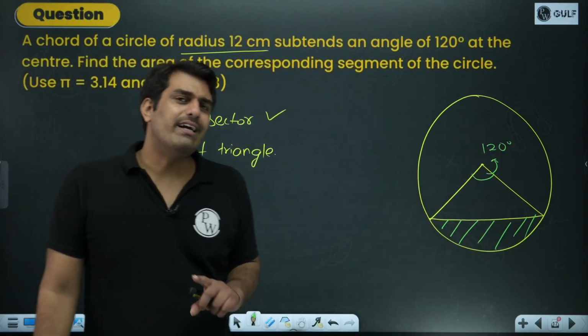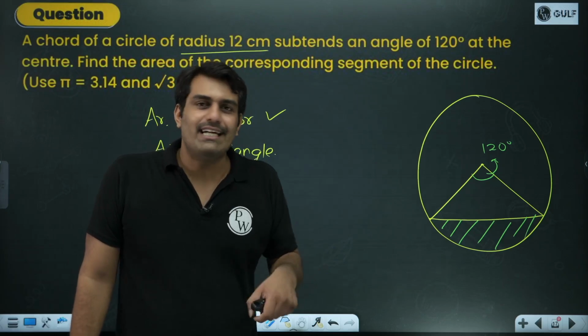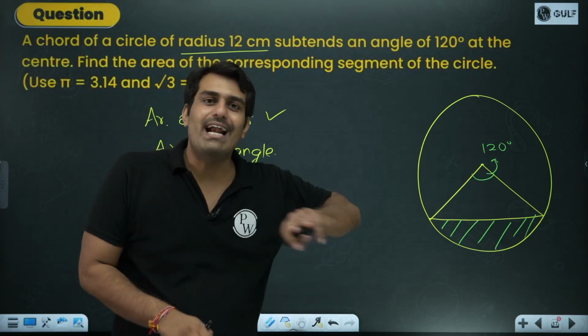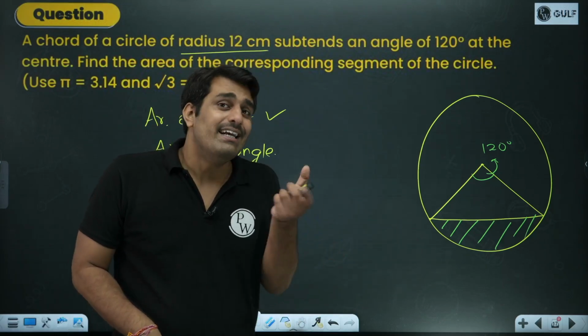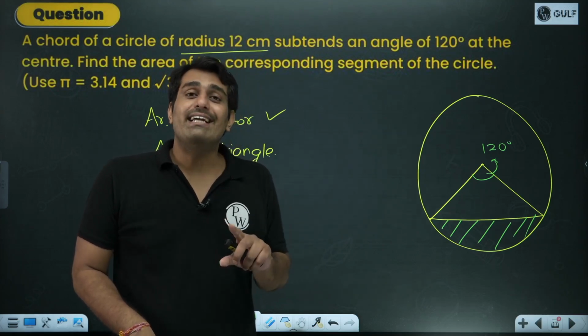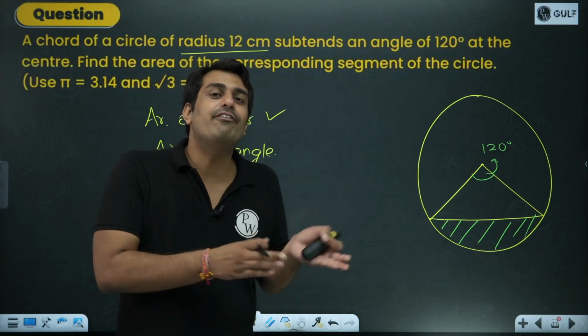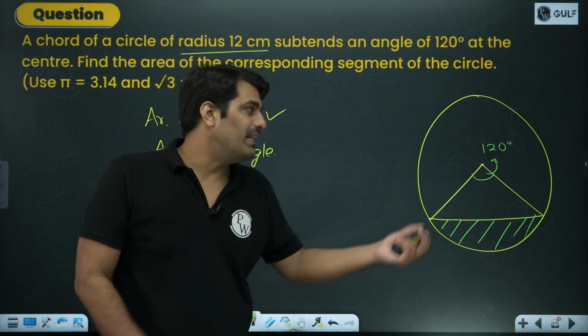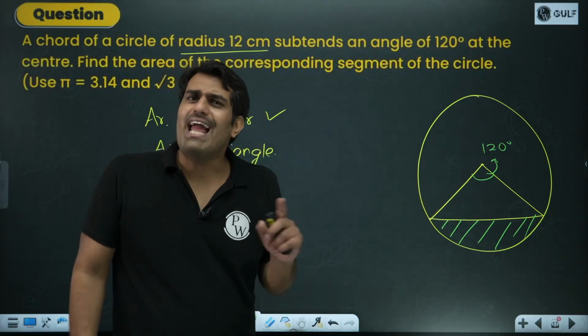Now, for 120 degrees, first of all, it's not 90 degrees, it's not 60 degrees, so I cannot calculate it as an equilateral triangle. 90 degrees is not given. For 90 degrees, the easier thing would have been half into base into height. That's not going to happen. The central angle is 120 degrees. So what can be done in this case?